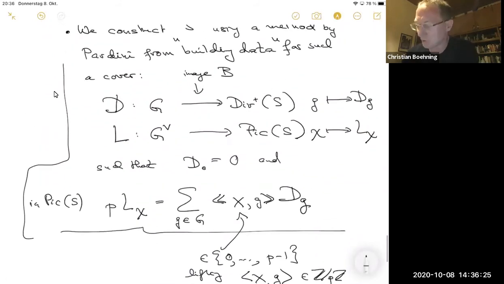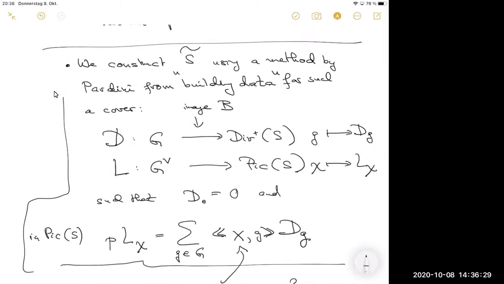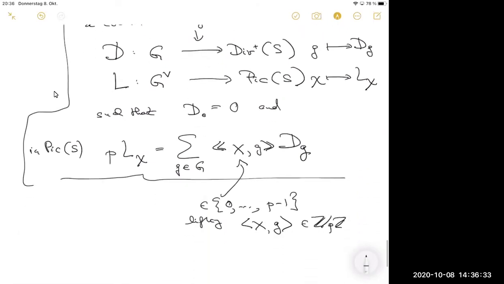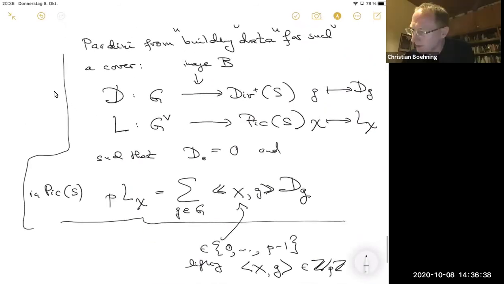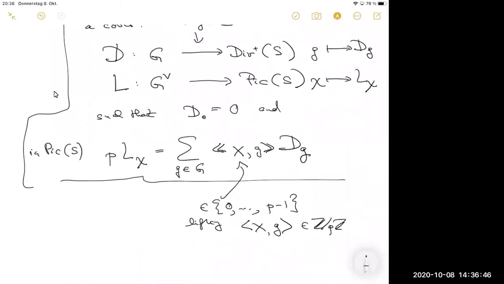So for the cover to be smooth, there is a criterion. The characters take values not in C star, or do you identify p-th roots of unity? I identify, yeah, I choose p-th roots of unity at the outset, yes, right.